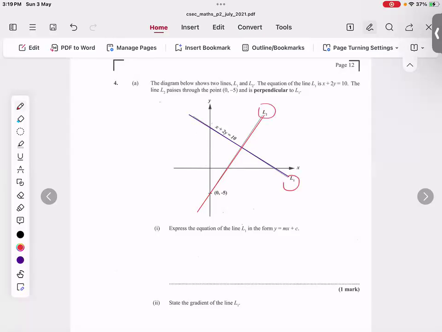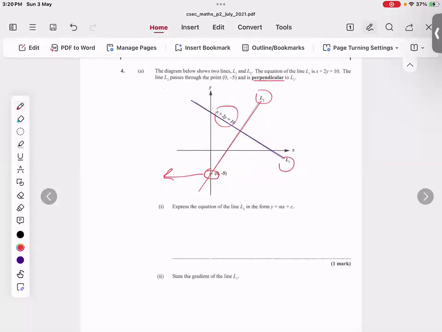What are they saying now? The equation of L1 is x plus 2y equals 10, which you can see right here. And the line L2 passes through the point (0, -5). So it passes the y-axis at (0, -5). We know that much. And look at the word that they made bold: perpendicular. My face-to-face students, we met a question that dealt with this perpendicular concept yesterday. So let us hope that it comes back into play here.